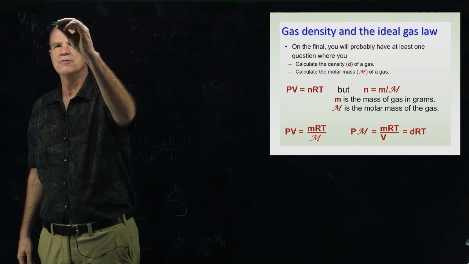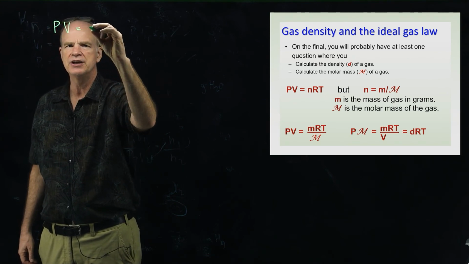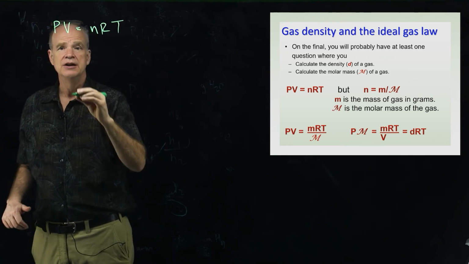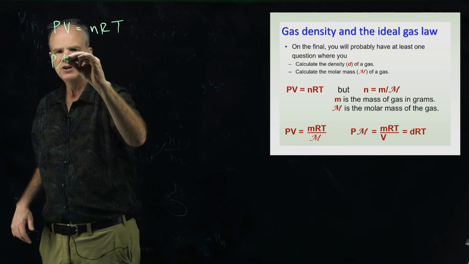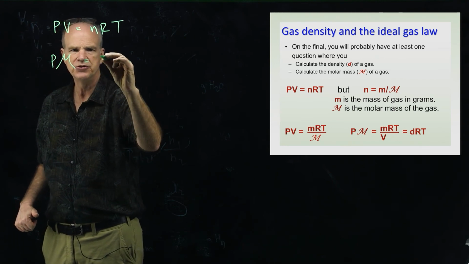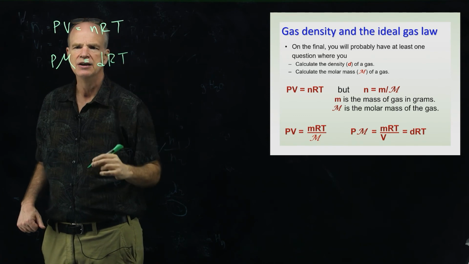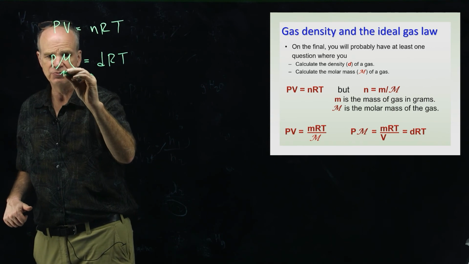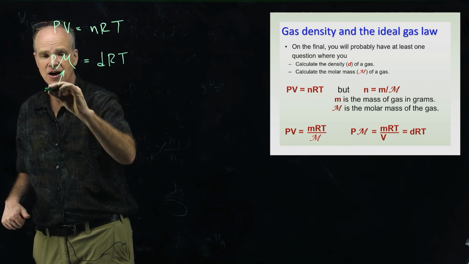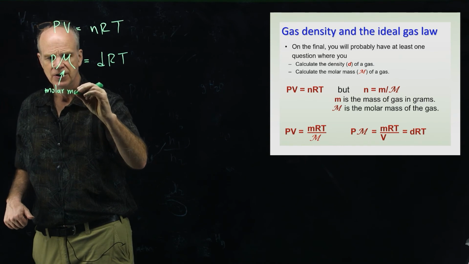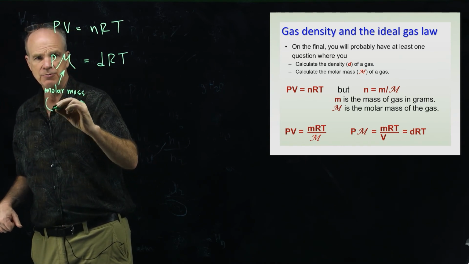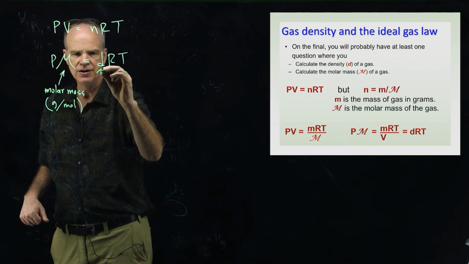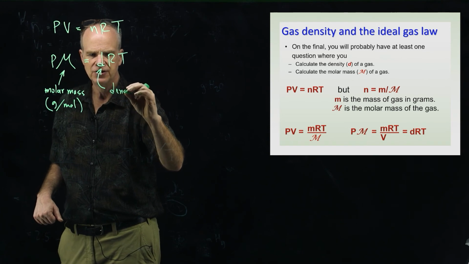You might remember the ideal gas law is PV equals nRT. So you could derive this new equation if you want to, but I'm just going to give it to you. It's P with the weird looking M, which equals dRT. P is the pressure of a gas. M, this weird looking M, is the molar mass of the gas, and the units for molar mass are grams per mole. And D here is the density of a gas.